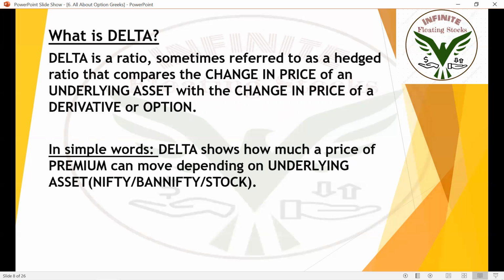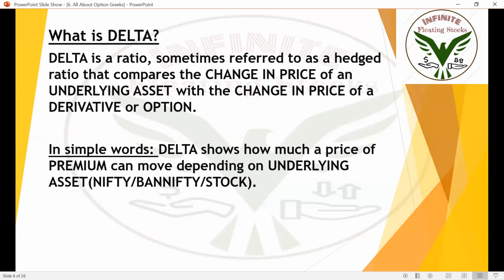Sometimes referred to as hedge ratio, delta compares the change in price of the underlying asset with the change in price of the derivative or option. I know no one understood that. No one got the definition. No problem, I'll repeat. Delta is a ratio, sometimes referred to as the hedge ratio, whatever it is, we don't care.